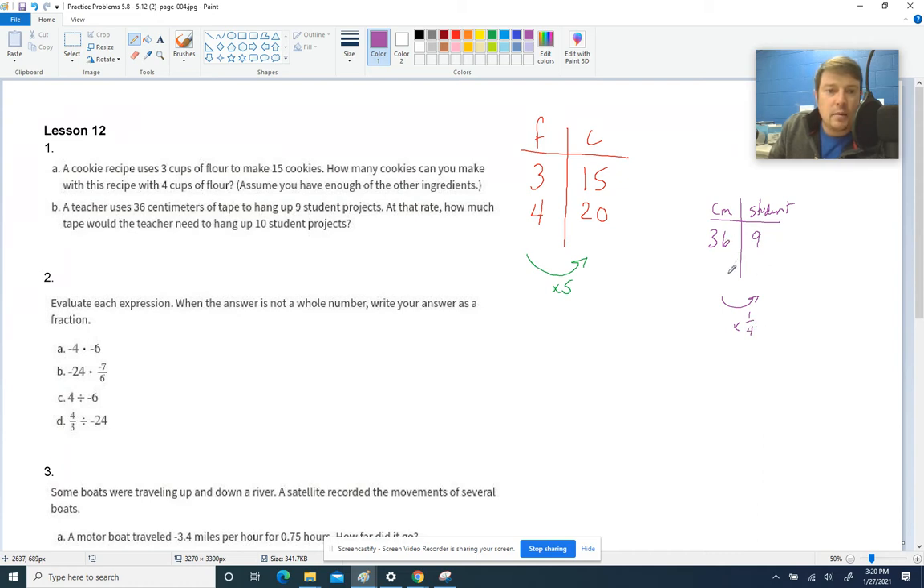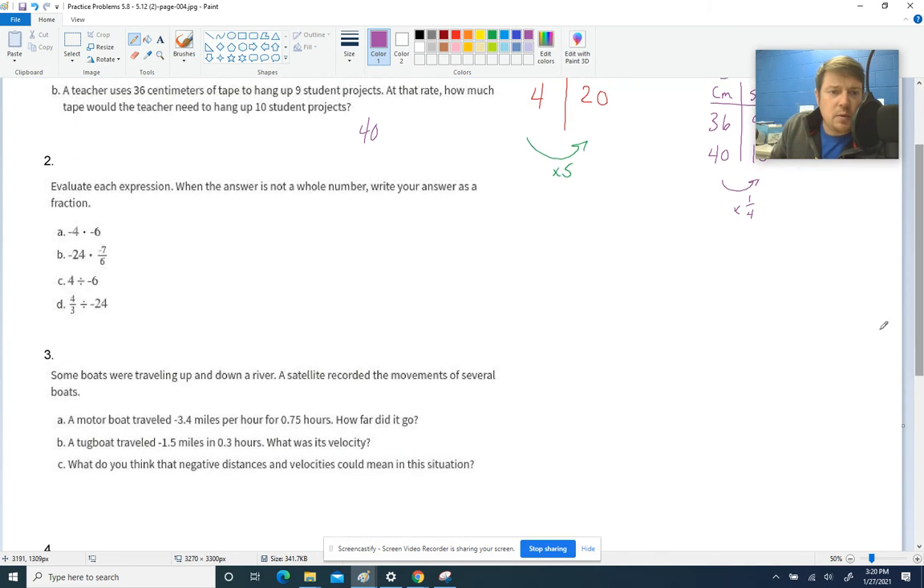So if I want to do 10 students, then instead of multiplying by a quarter to go this way, I could multiply by its reciprocal and come back. And the reciprocal of 1/4 is 4. Or I could divide by a quarter, same thing. Either way, that's 40. So the relationship there is times 4 in the reverse, if you want to think of it that way, and times a quarter in the constant of proportionality. So I need 40 centimeters of tape to hang up 10 projects for students.